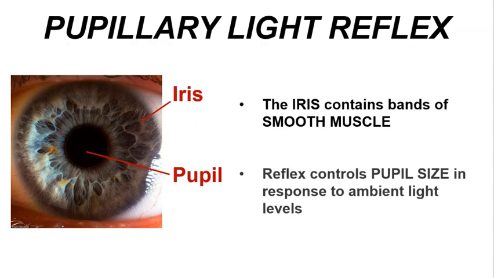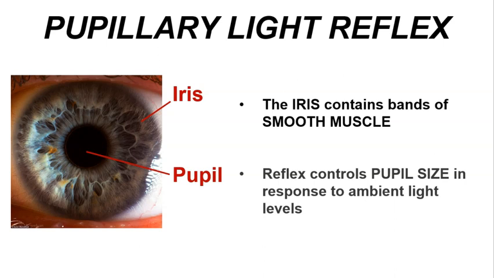So first, a little introduction to the anatomy of the eye is necessary. The pupillary light reflex is a reflex of the eye. The iris of the eye is the pigmented ring at the anterior aspect of the eyeball. So not only does the iris contain pigment, but it also contains ring-shaped bands of smooth muscle.